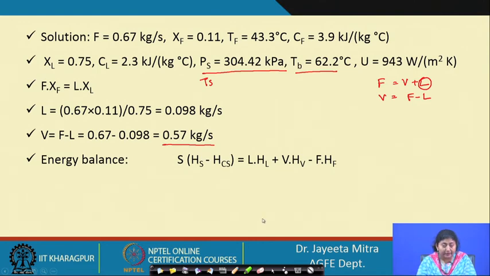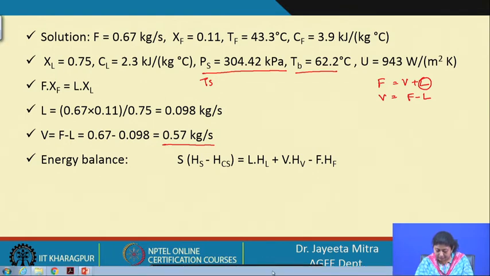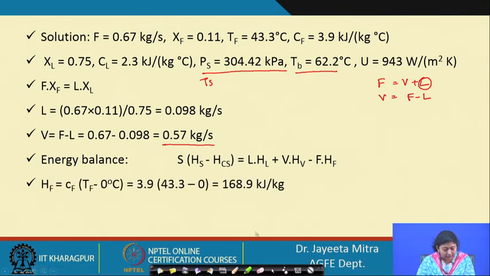Then coming to the energy balance or heat balance. We know that the latent heat of the steam into S, that is the mass flow rate of the steam, will be equal to L into HL plus V into HV minus F into HF. So, all the mass flow rates are multiplied with their respective enthalpies. So, HF will be what? We know that Cf into Tf minus 0, Cf is the specific heat that is given 3.9, Tf is also given 43.3 minus 0. So, 168.9 kilojoule per kg.